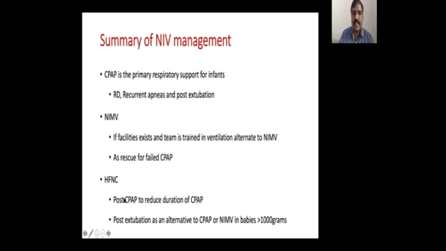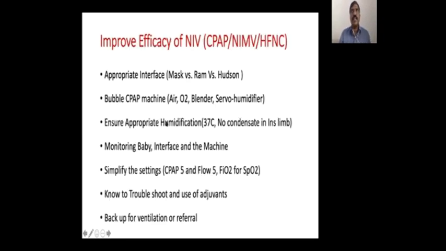HFNC, we have seen, and in this case, if the baby is more than 1 kg, the baby is on a CPAP pressure of 4 and FiO2 25 or less than 30%, we can switch over to HFNC. Otherwise, it can be a post-extubation alternative to CPAP or nasal IMV for babies more than 1 kg. How do we increase the efficacy? 5 more minutes, I'll finish off. How do we increase the efficacy of nasal IMV or nasal CPAP or HFNC?